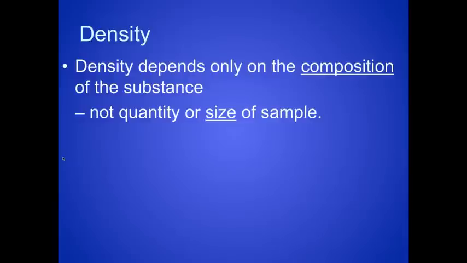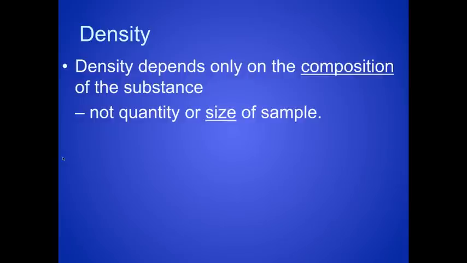Looking at density now, another detail is that density depends only on the composition of the substance. And the composition really is the atomic structure. So we're actually looking down to the atomic level or the molecular level for density. It doesn't matter how big the object is. If you have a small piece of copper or a large piece of copper, the fact that it's copper means that it has the same density. So the size does not matter.